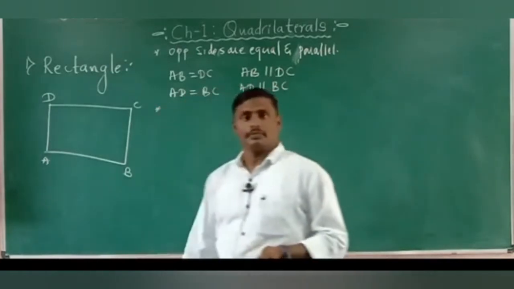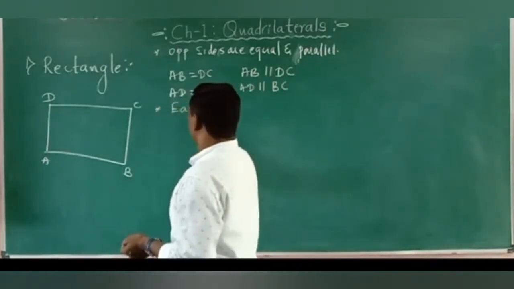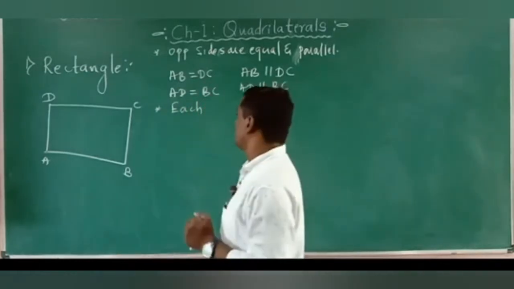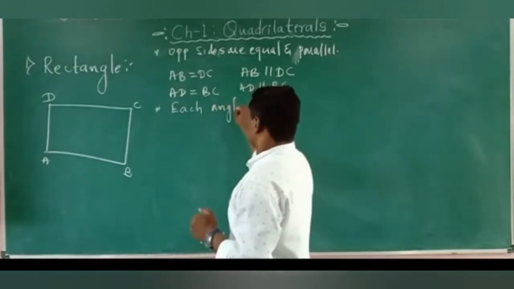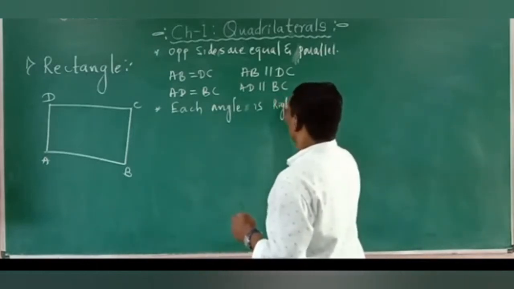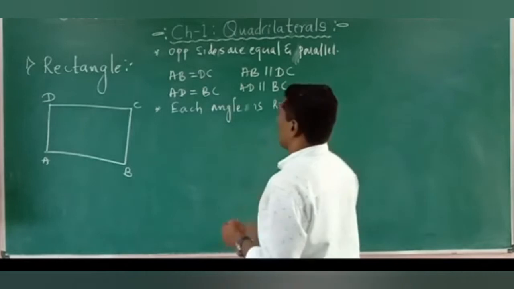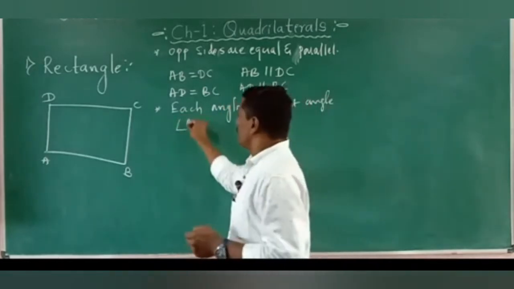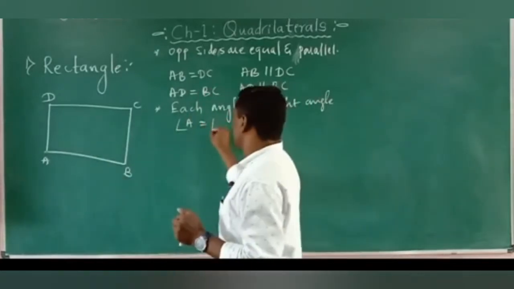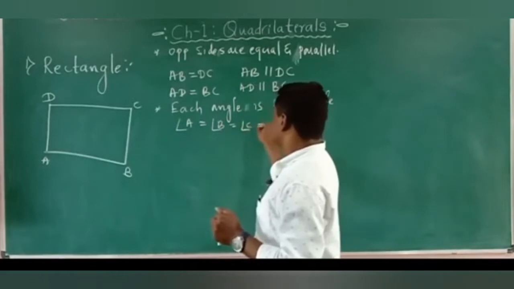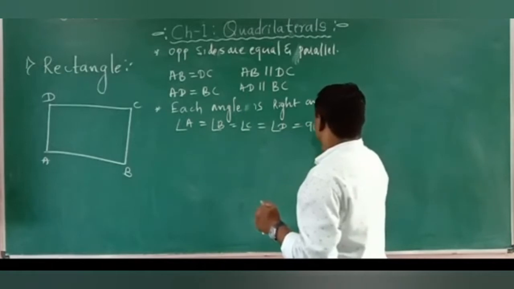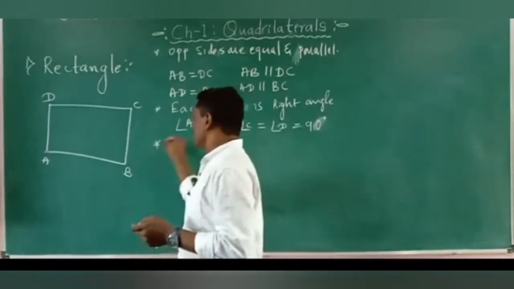Second one, each angle in the rectangle is 90 degrees. It means each angle is a right angle. For example, the 4 angles are there, no? All the 4 angles are measuring 90 degrees. So angle A is equal to angle B is equal to angle C is equal to angle D, all equal to 90 degrees. This is the second property.